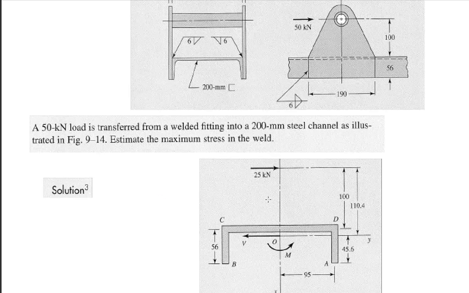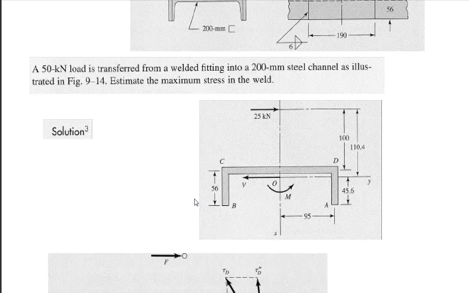So if we look at the weld shape, it is a vertical line, a horizontal line, and a vertical line. We're going to need to calculate the area of the weld. We're going to need to calculate the moment of inertia of the weld.